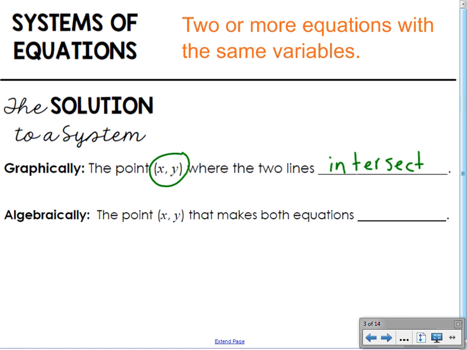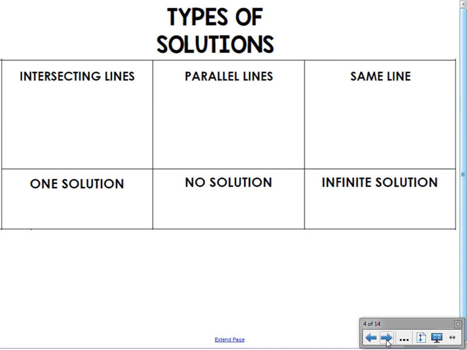Algebraically, a solution is still a point that makes both equations true. So if I took the x and y value from that ordered pair, and substituted or plugged them into the original equations, and it would have to be both of the original equations, it should make both of those equations true, meaning it makes the left side of the equation equal to the right side. So we're going to focus on solving by graphing today.